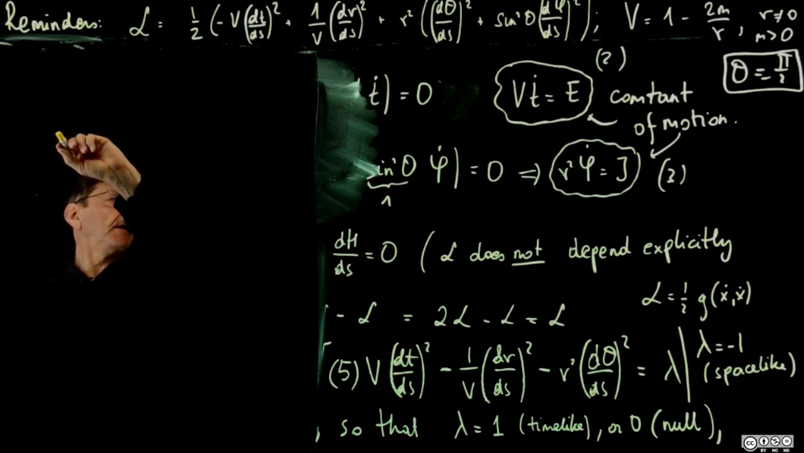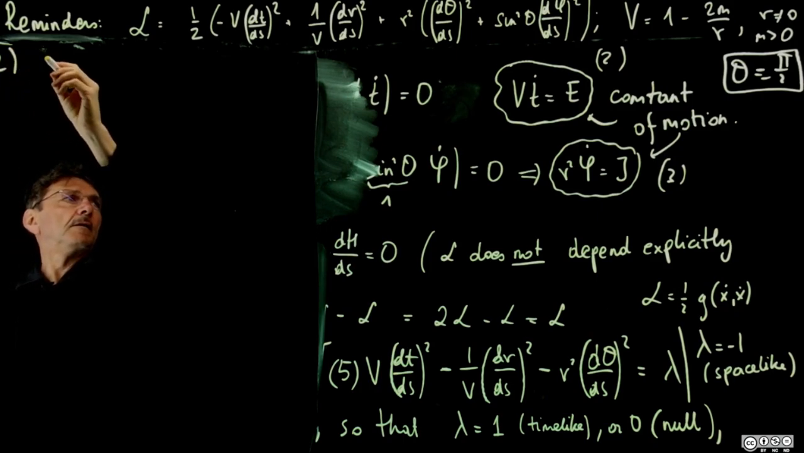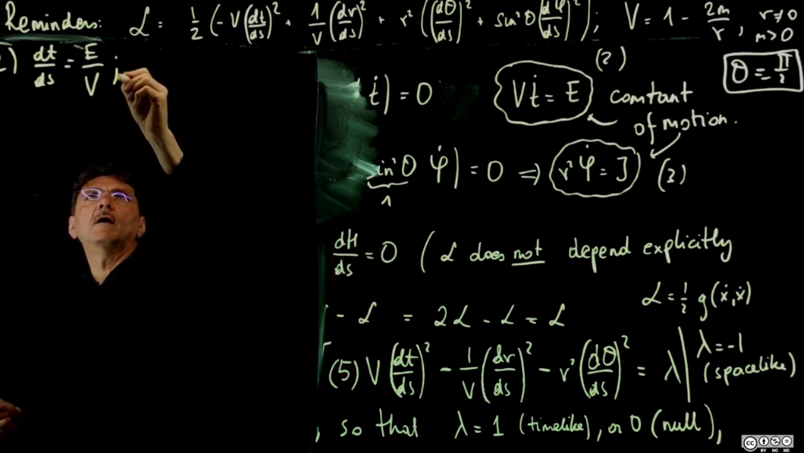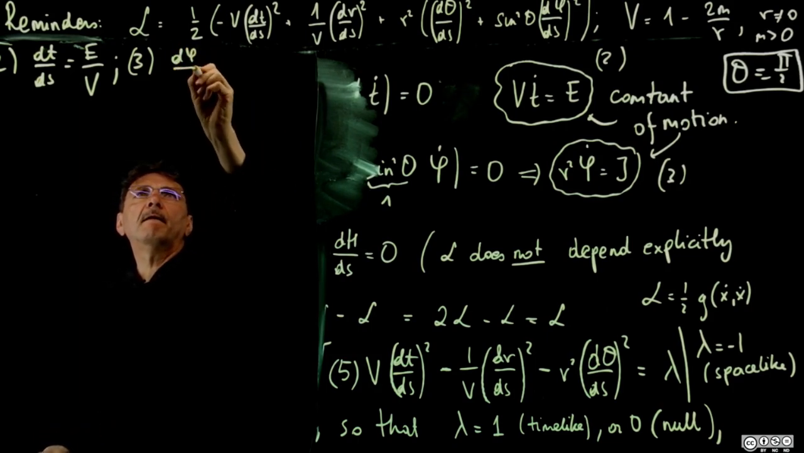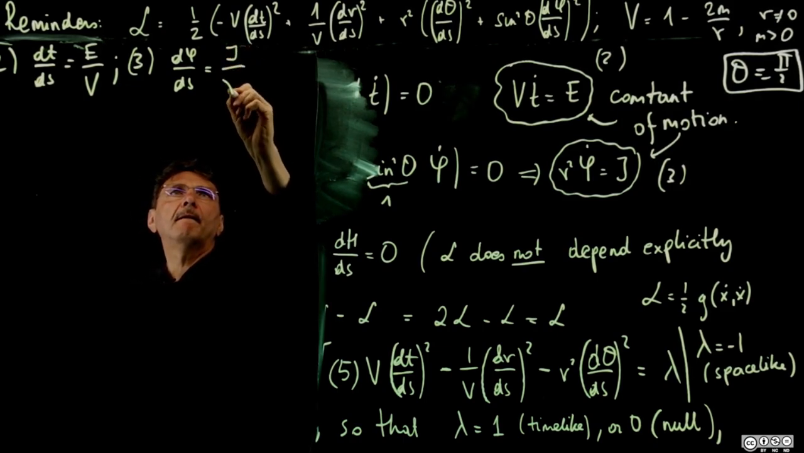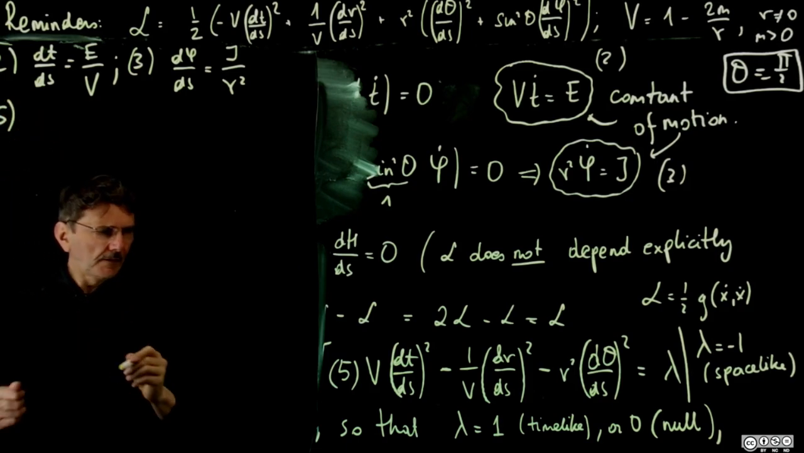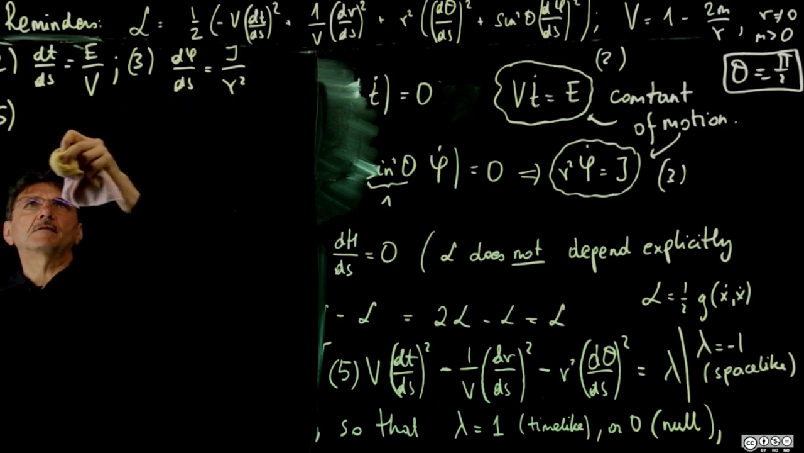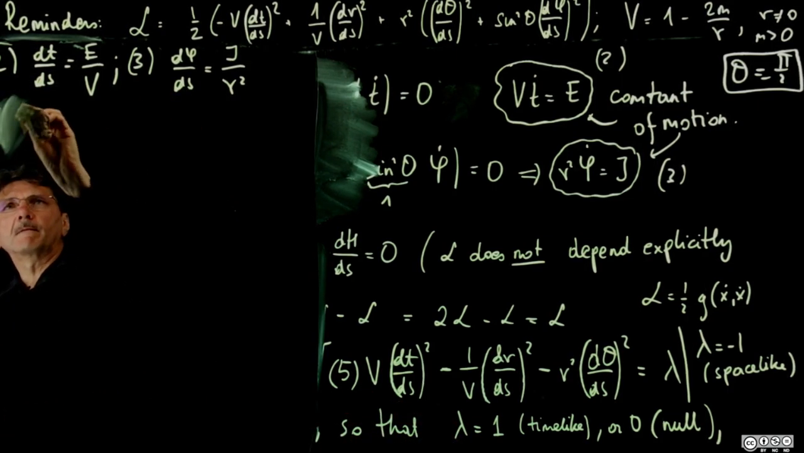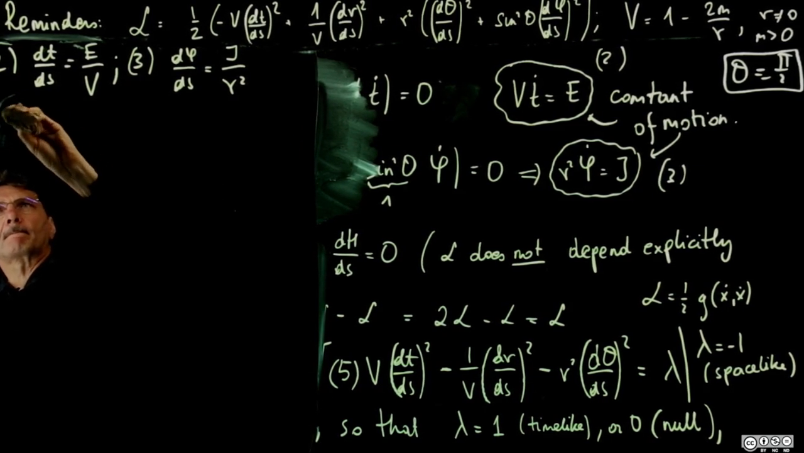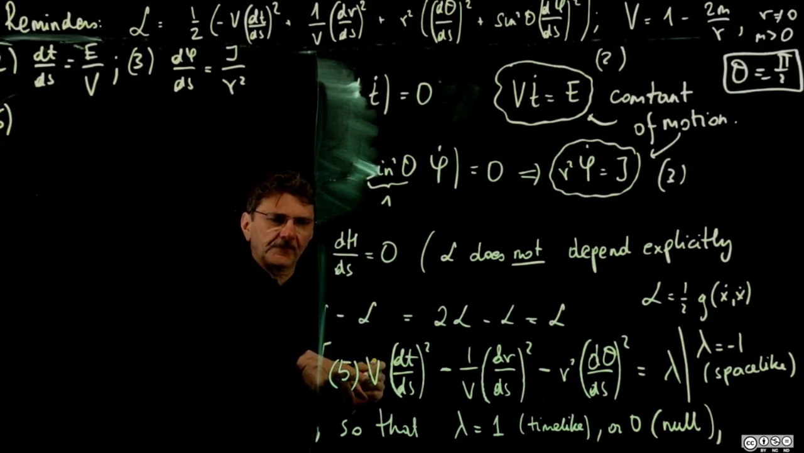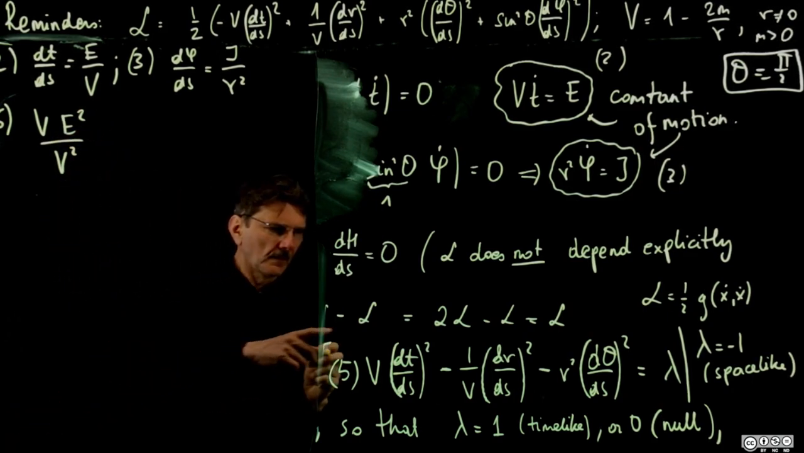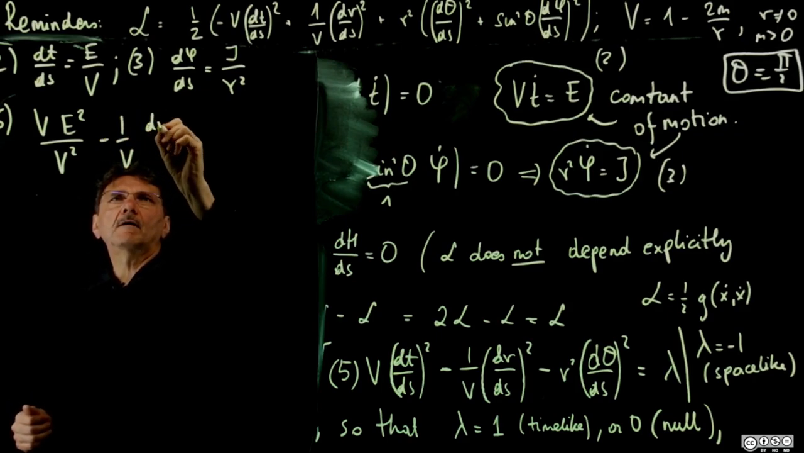So let's see, theta equals pi half, but let's write 2, which was dt over ds is equal to E over V. 3 was d phi over ds is J over r squared. And 5 is, immediately rewrite it using these 2 and 3. So it's going to be 6. V is whatever it is. V dt over ds squared, so it's E squared over V squared, minus 1 over V dr over ds squared.